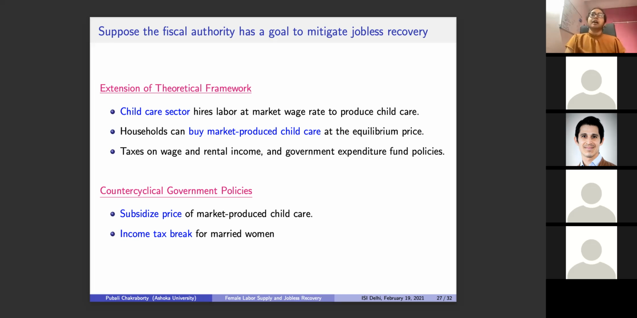Let me think about that. So in terms of productivity, there's no difference.